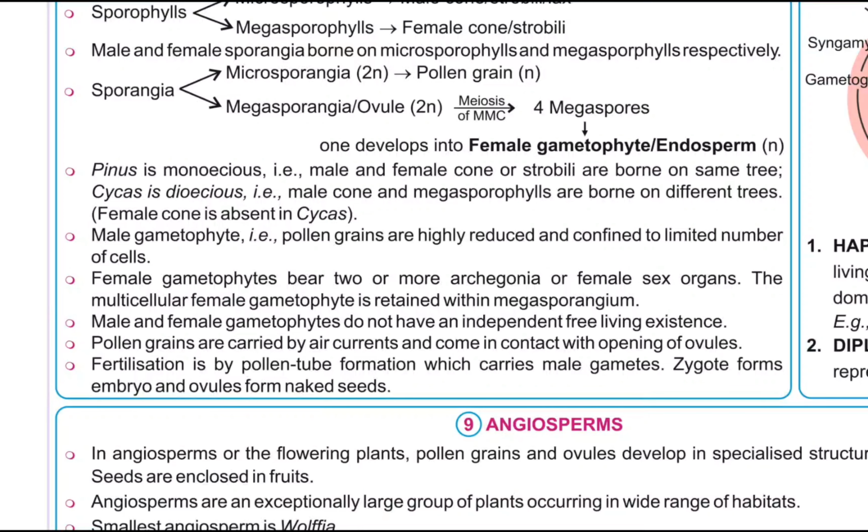The male gametophyte, that is the pollen grain, is highly reduced and confined to a limited number of cells. Female gametophytes bear two or more archegonia, or female sex organs. The multicellular female gametophyte is retained within the megasporangium. Male and female gametophytes do not have an independent free-living existence. Pollen grains are carried by air currents and come in contact with the opening of ovules. Fertilization is by pollen tube formation, which carries male gametes. The zygote forms an embryo and ovules form naked seeds.